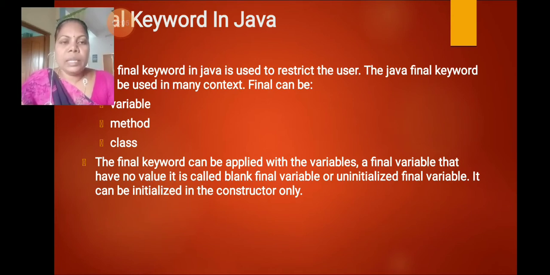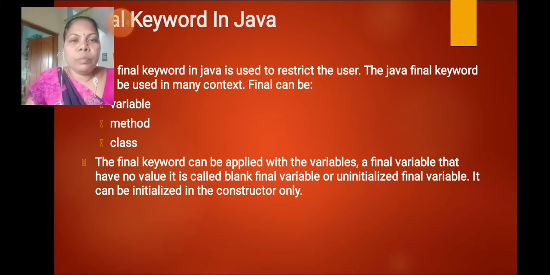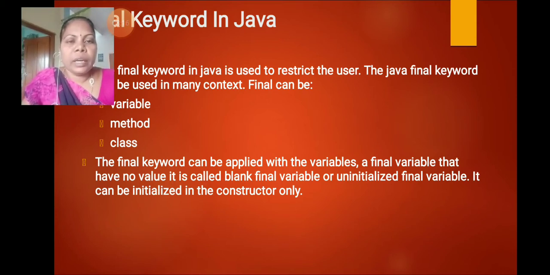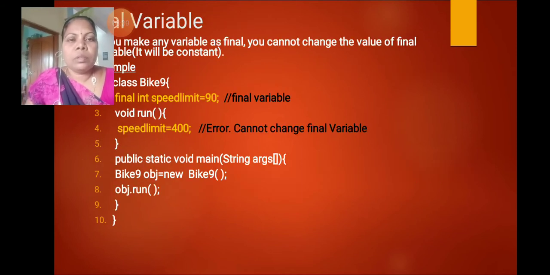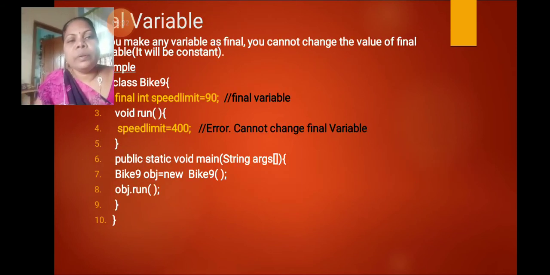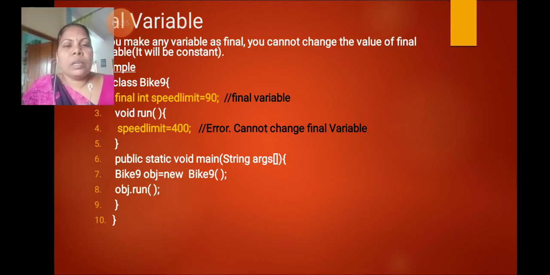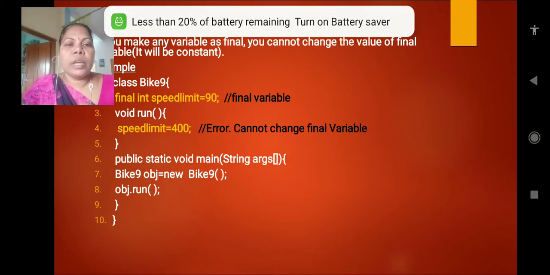So the final keyword can be applied with a variable. A final variable that has no value is called a blank final variable or uninitialized final variable. It can be initialized in the constructor only. Here is the final variable declaration example: class Bike, final int speedLimit equals 90. We are declaring the speed limit equals 90.